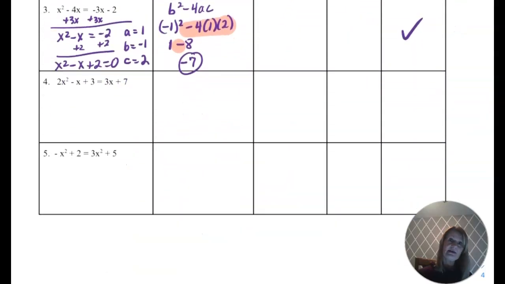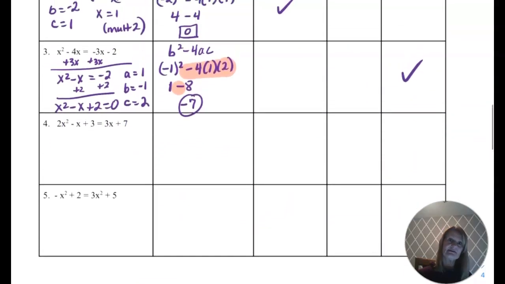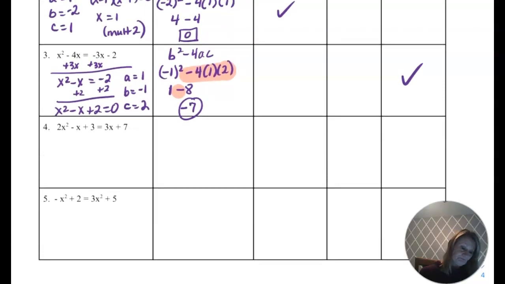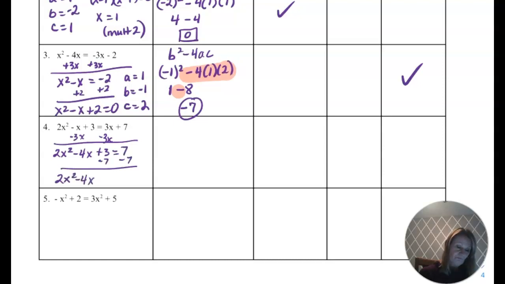Okay. Let's try 2 more. Again, if you haven't paused it to try it on your own, I would definitely suggest that you do that. So minus 3x, 2x squared, minus 4x, plus 3 equals 7. Let's move the 7 over. Here we go. Okay. So I'm running out a little bit of room. I'm going to pull it over here to the side. So a in this case equals 2. B equals a negative 4. And c equals a negative 4.